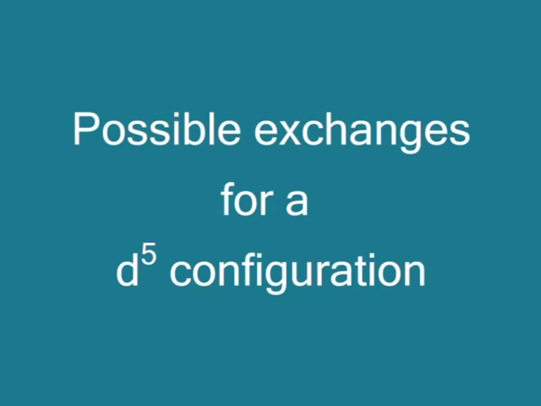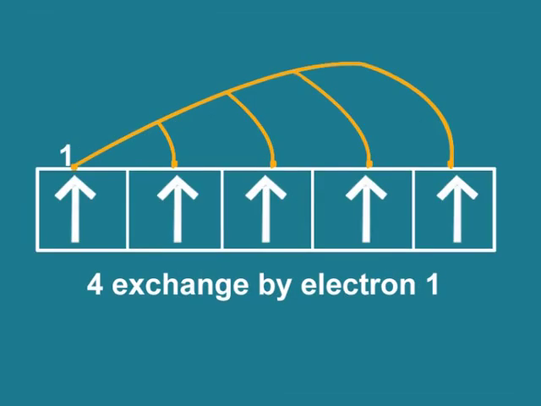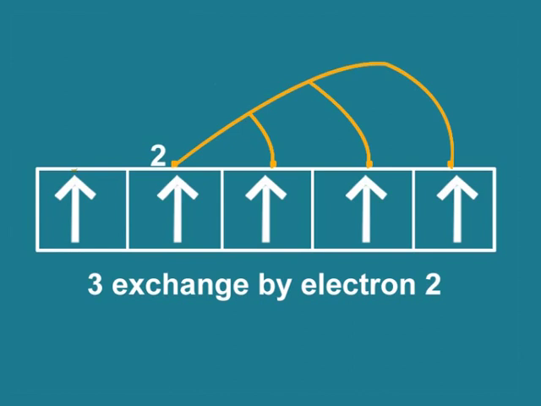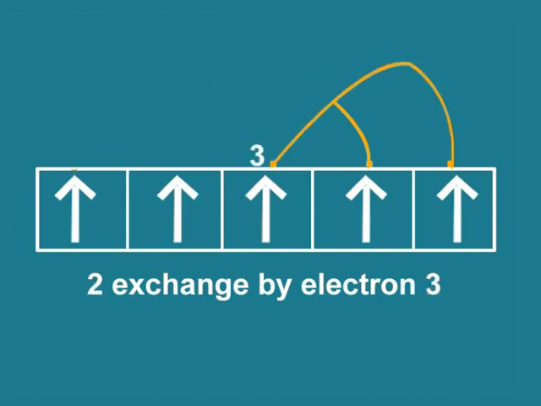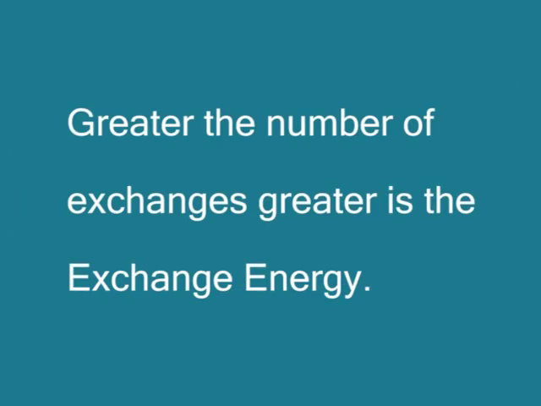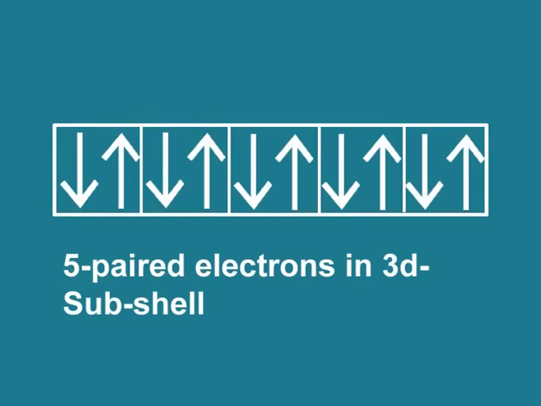Possible exchanges for a d5 configuration are shown here. In the first stage, 4 exchanges by electron 1 are shown here. In second stage, 3 exchanges by electron 2 are shown here. In third stage, two exchanges by electron 3 are shown here. In fourth stage, one exchange by electron 4 is shown here. Greater the number of exchanges, greater is the exchange energy. Similarly, the anomalous electronic configuration of copper with fully filled, that is, 5 paired electrons in its d subshell can be explained.